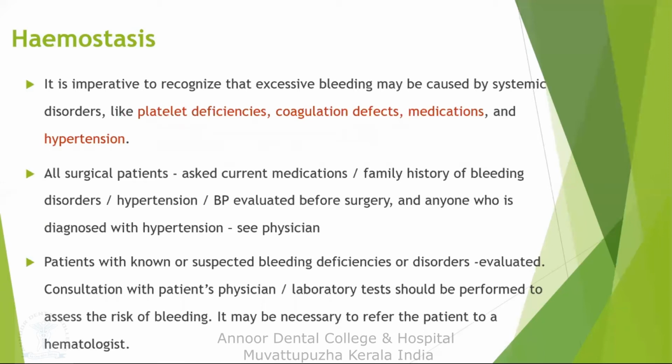Now, if the patient is diabetic or hypertensive, all this should be ruled out in your medical history. All surgical patients should be asked about their current medications, family history of bleeding disorders, and hypertension, and BP evaluated before surgery. Your blood pressure should be checked even before the surgery, and anyone who is diagnosed with hypertension should be referred to a physician before you attempt surgery. Even a diabetic patient should be referred to his or her endocrinologist before you plan out your surgery date.